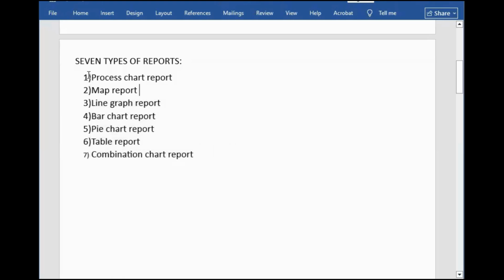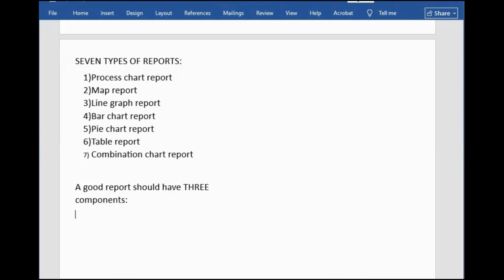So the first thing I want to quickly give an overview of, some of you already know this, is that there are 7 types of reports. And of these 7 types of reports, 5 of them are called data-based charts. Any one of these 7 can come out. Now, the second thing I want to bring out is that a good report should have 3 components.